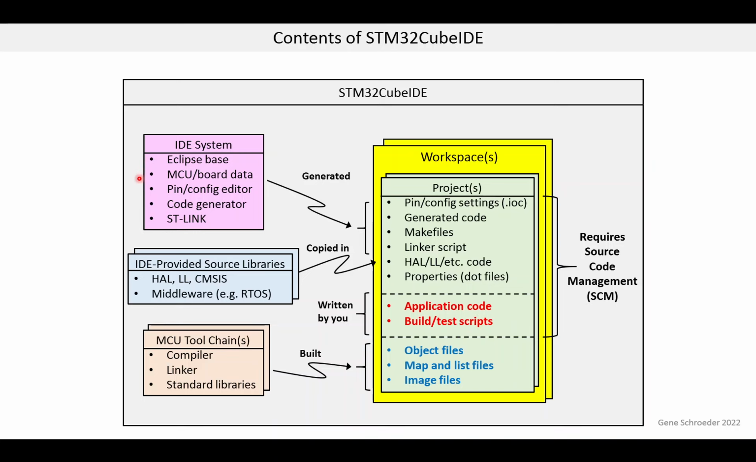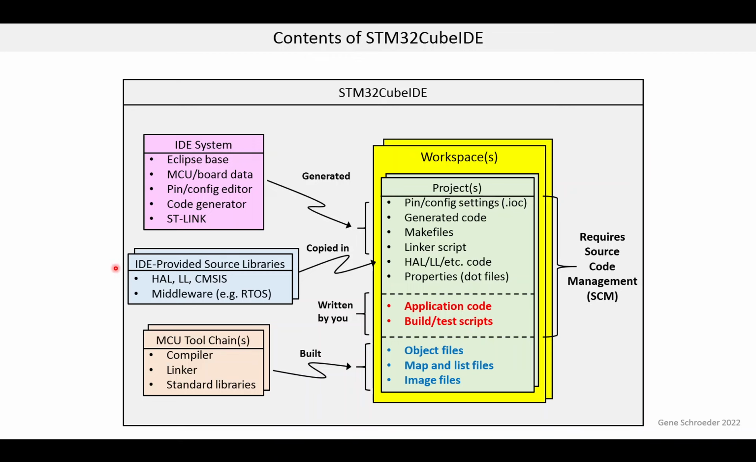First, we have a database of all the MCUs and boards that are supported. This database contains all the pinout and hardware information for those MCUs and boards. Then we have the pin and hardware configuration editor where we enable peripherals, assign pins, choose startup or software options and so forth. And we have the code generator, which generates code based on the project MCU and the hardware configuration. And finally, we have support for the ST-Link debugging interface.